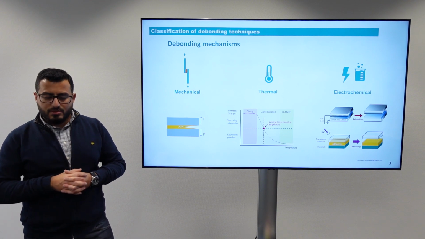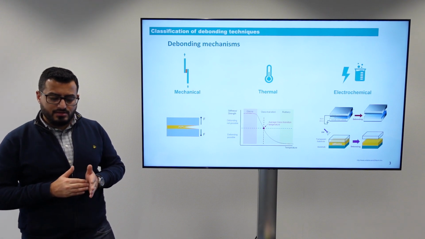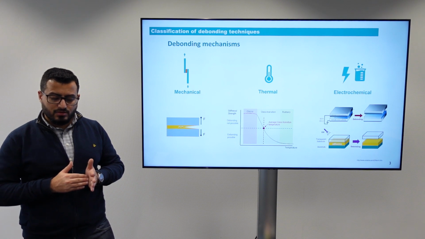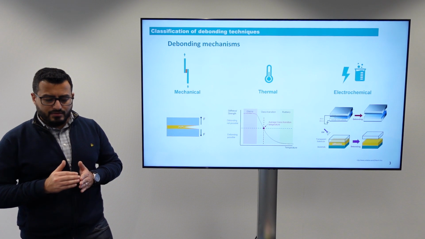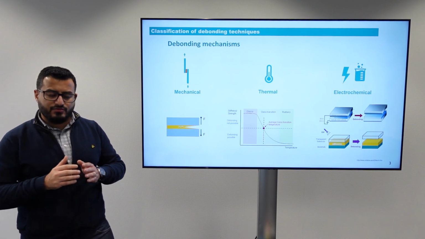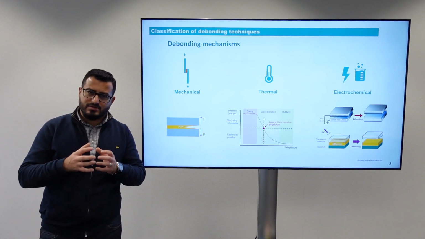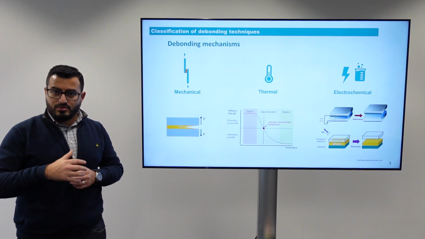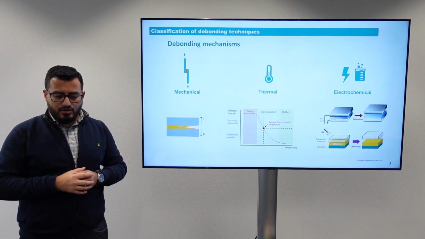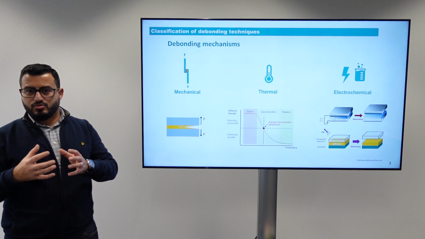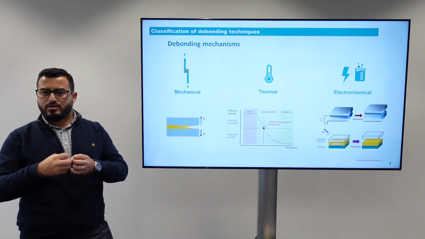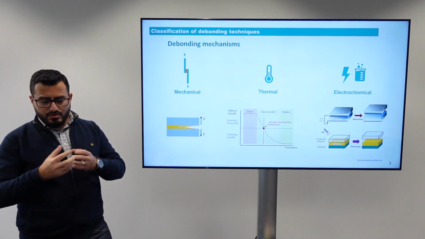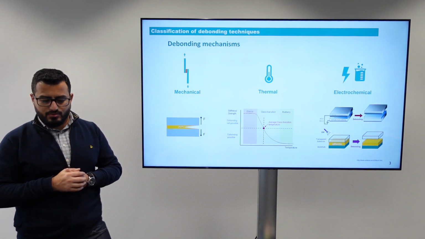Second mechanism is thermal, where you heat up the adhesive above a temperature called glass transition temperature, and at this temperature the adhesive would change from a glassy state, a hard state with a higher strength, into a rubbery state which is low in strength. So if you apply forces at this stage, the separation can happen and you can have debonding.